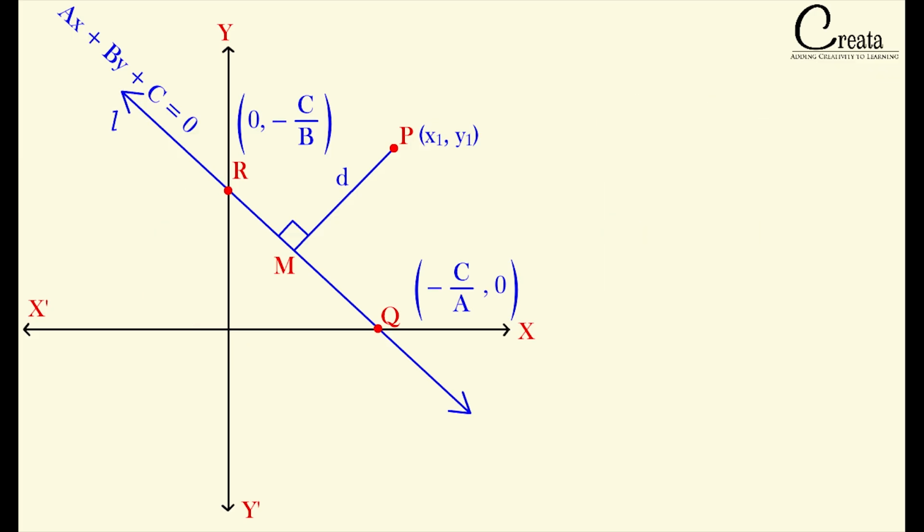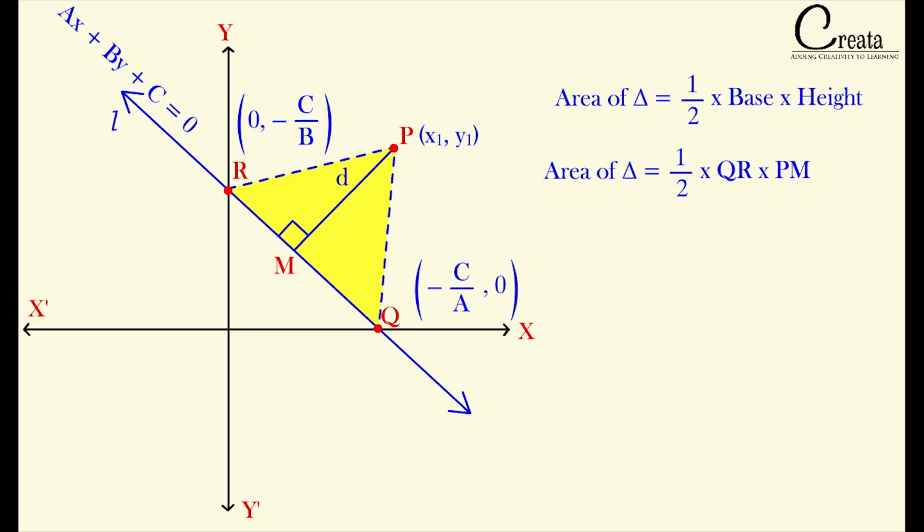Moving further, are you able to observe this triangle inside this figure? This is a triangle with the vertices P, Q and R. And we know the coordinates of all the three vertices of this triangle. We also know the formula of the area of a triangle is equal to half into base into height. Here RQ will be the base of this triangle and PM will be the height of this triangle. PM, that is the distance d, whose formula we have to calculate. So we got area of the triangle equal to half into RQ into d. So we got d equal to twice the area of triangle PQR upon QR.